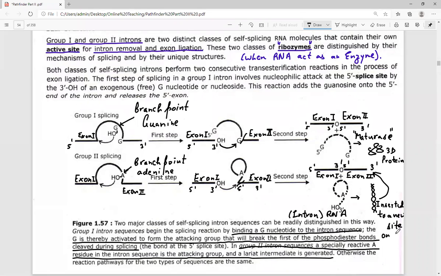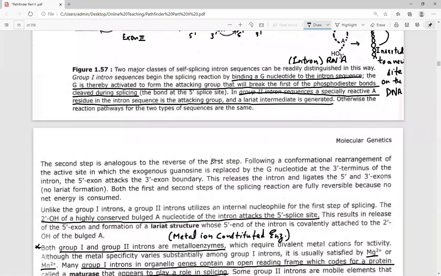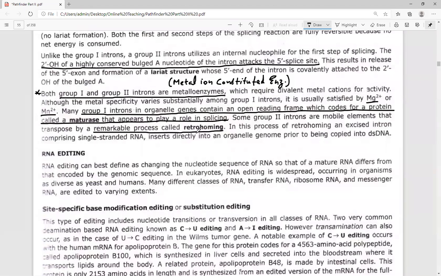Site on the DNA. So it would be inserted to a new site on the DNA. This is how the splicing will take place and retrohoming will occur.